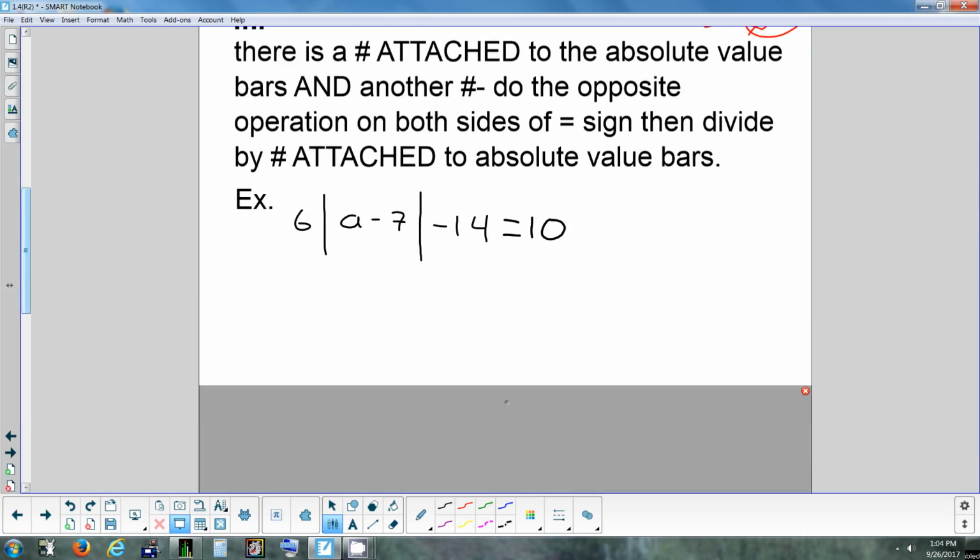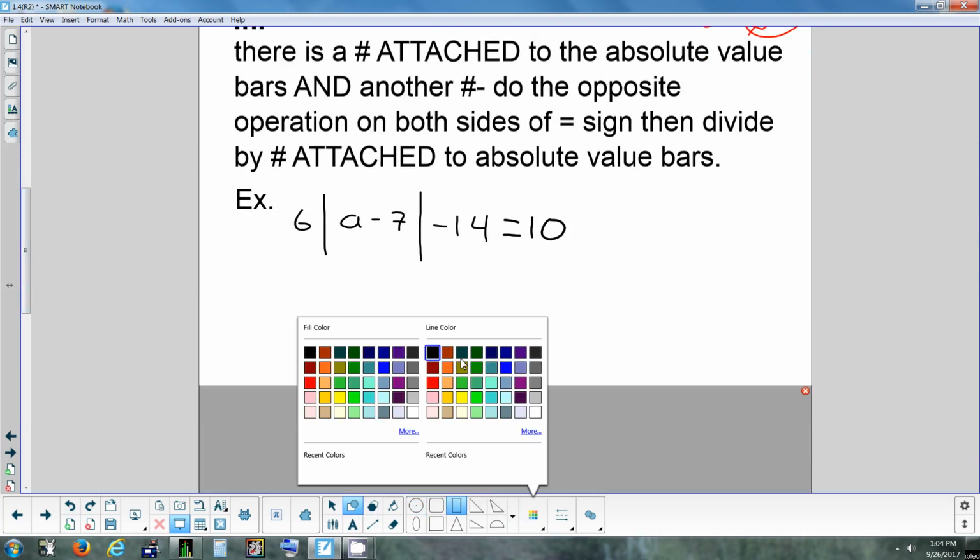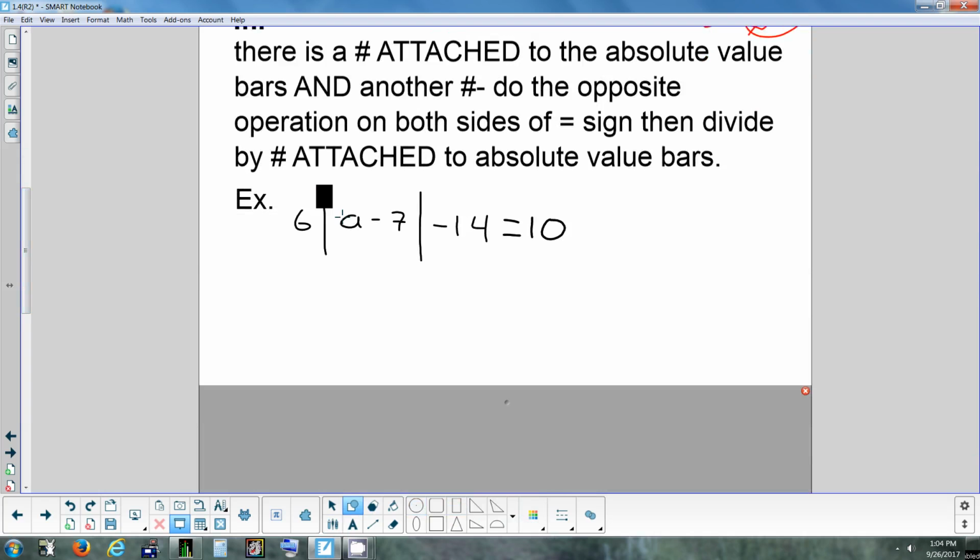So let's clarify this right off the bat. What's the number attached to the absolute value? 6. We're not going to touch that, so we're going to divide by that at the end. What's my only other option outside of the absolute value? Mallory? Negative 14. The negative 14, right? So what am I going to do? Mr. Hager's doing that, he's just blocking it out.